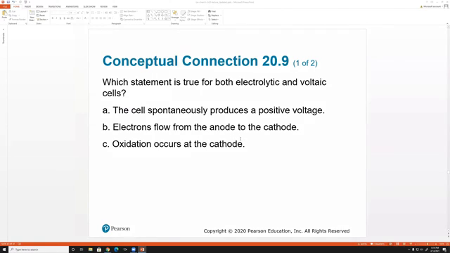Professor? Yes. I'm sorry, but you just explained something about the cathode flowing backwards or something like that. Can you just repeat that? Yeah. So I think I want to clarify that.